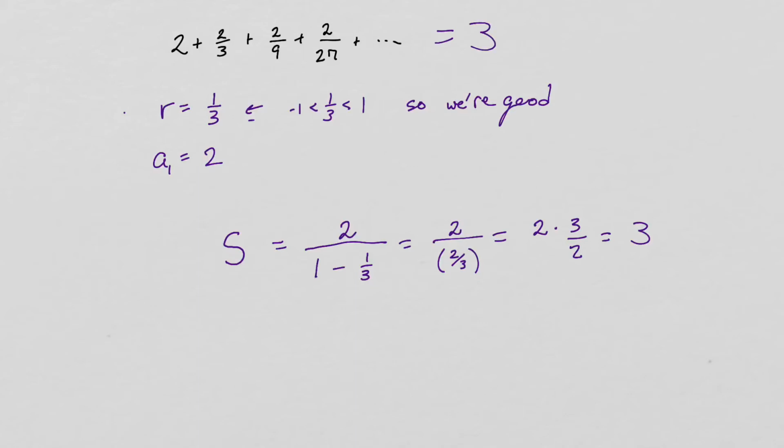There we go. Now let's do another one, but it's going to be the same kind of thing. Here we have 1 minus 0.1 plus 0.01 minus 0.001 plus 0.0001 minus 0.00001, and so on. Either way, it's not as bad as it looks. We have the first term, a1, is equal to 1, and the common ratio here is really important. It's negative 0.1. It's negative 1/10.